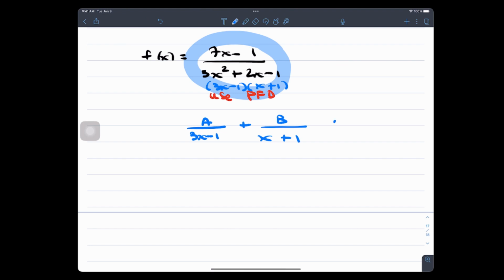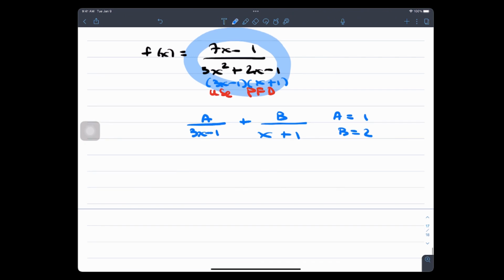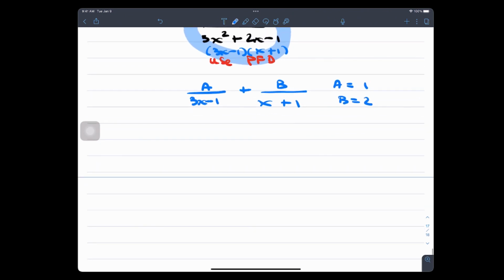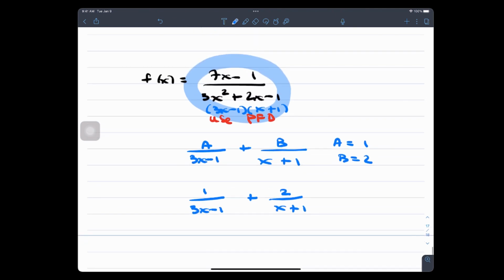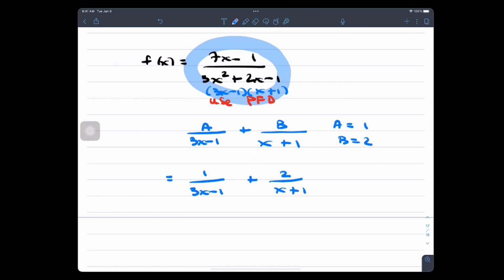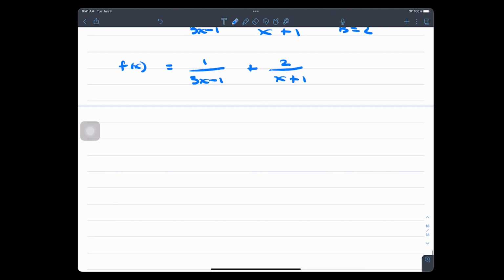Now, by partial fraction decomposition, I can tell you A is going to be 1, B is going to be 2. You're going to go through your PFD process. That's pre-calculus, right? So that means you get 1 over 3x minus 1 plus 2 over x plus 1. So this function, f, is the sum of two simpler rational functions. So this is where this comes from.